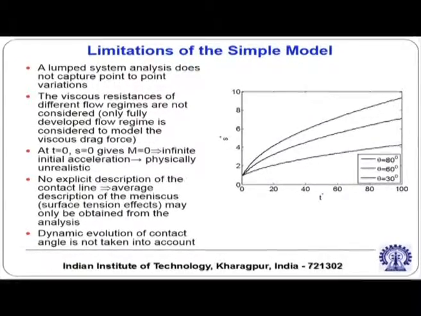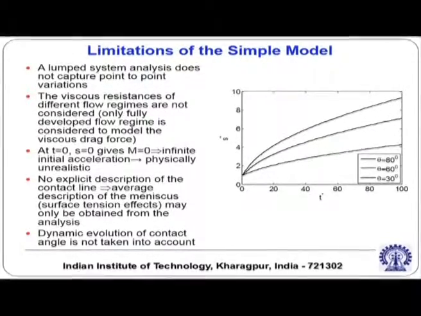So this kind of graph we can get: S star versus T star for different theta. This is basically a plot of the analytical expression that we just derived. You can see, and this is quite intuitive, how S star varies with T star. A lumped system analysis does not capture point-to-point variations. This is just a simple lumped system, which means what?